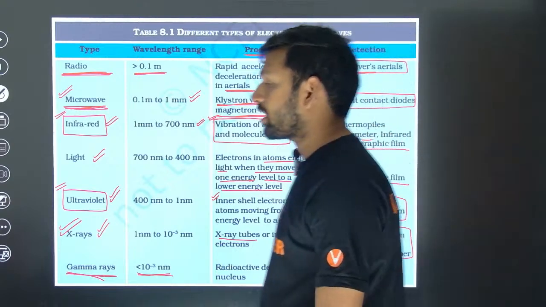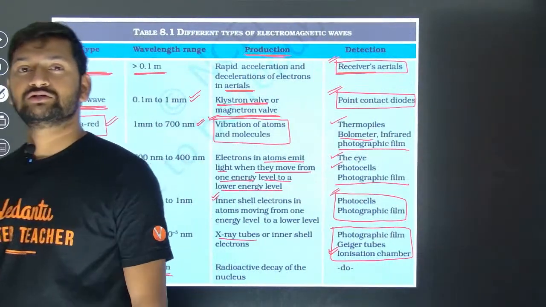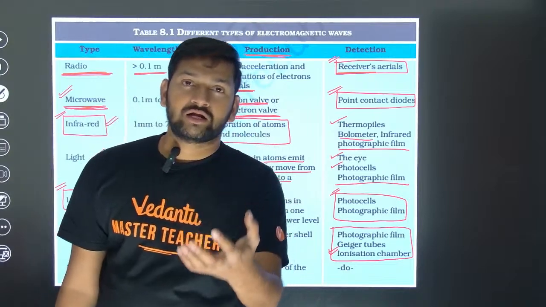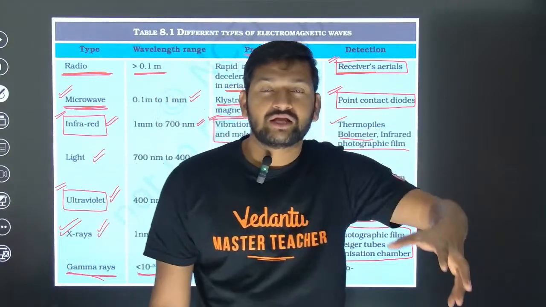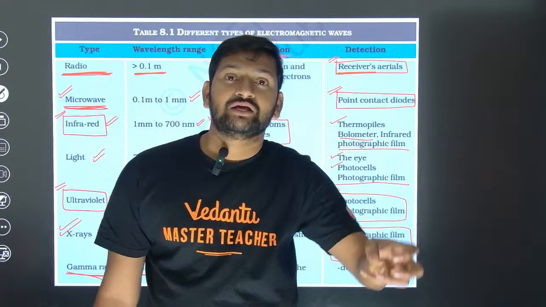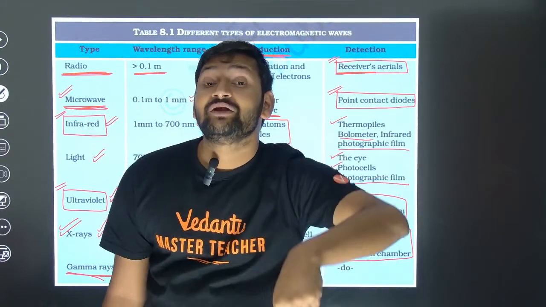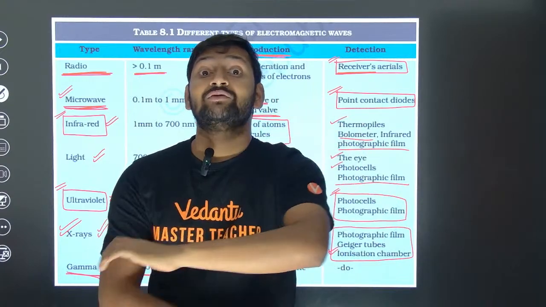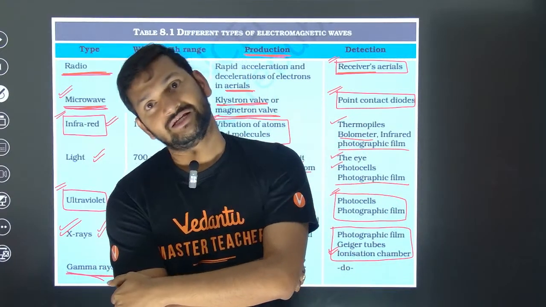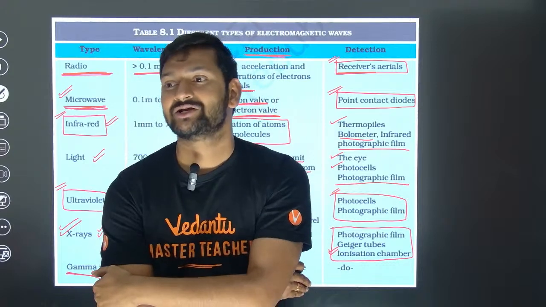Now gamma. When gamma is produced, in radioactive decay, whatever nucleus got formed, if that nucleus is in a higher excited state, it will de-excite. When it is de-exciting, that's when it emits energy, and that energy is called gamma radiation or gamma energy.